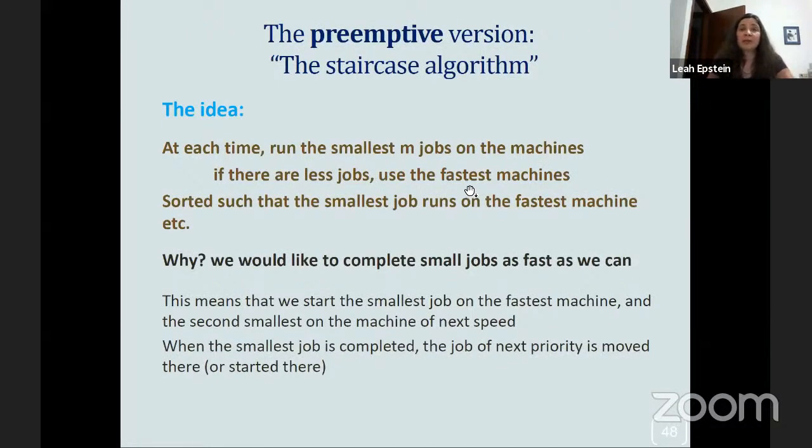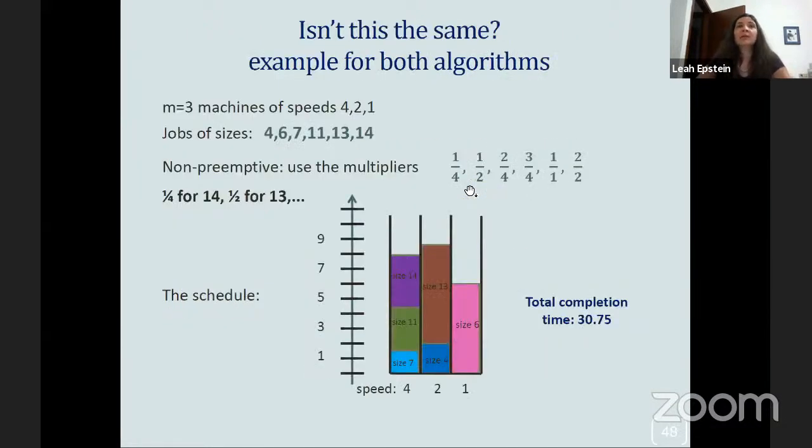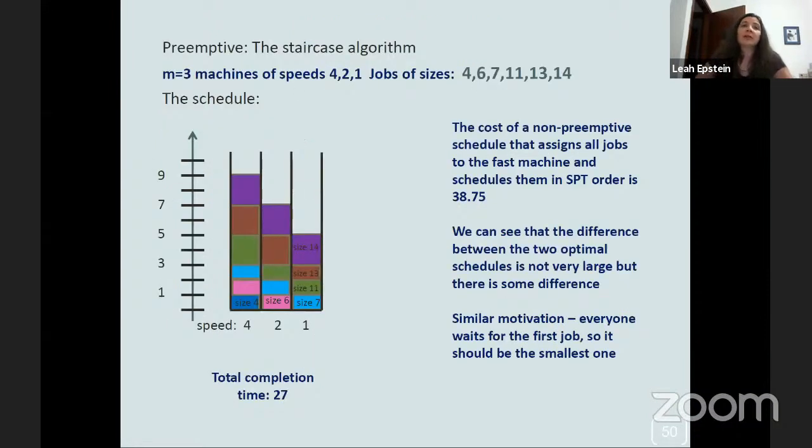This is one algorithm, and the other one, here's the staircase algorithm. This is, of course, the non-preemptive one, where you make sure that you always run the m smallest jobs, and the fastest machine will run the smallest job, and so on. The reason is that you want to complete things as soon as possible. Let me remind you, there are no waits.